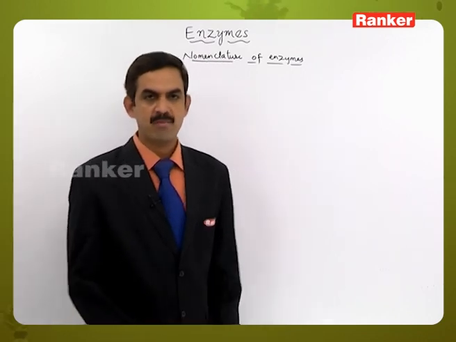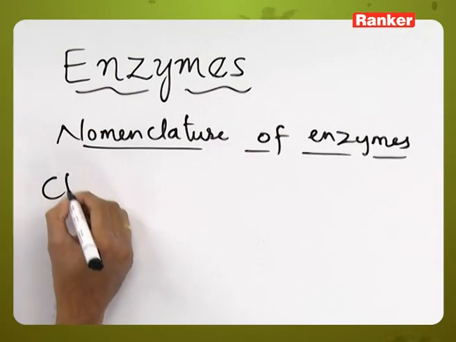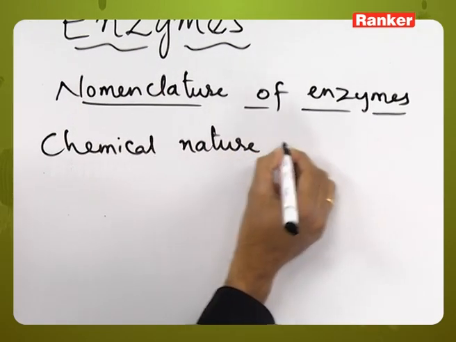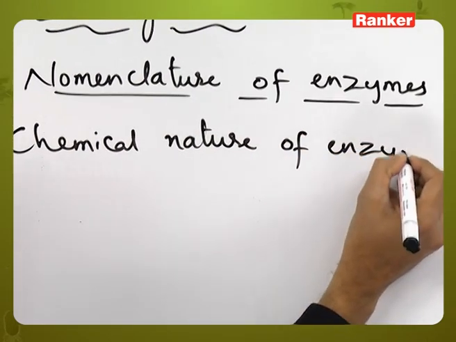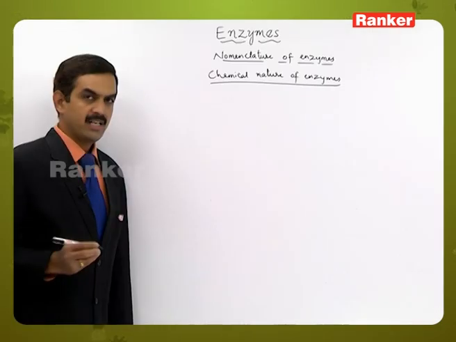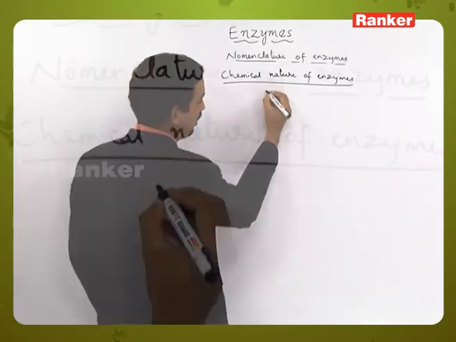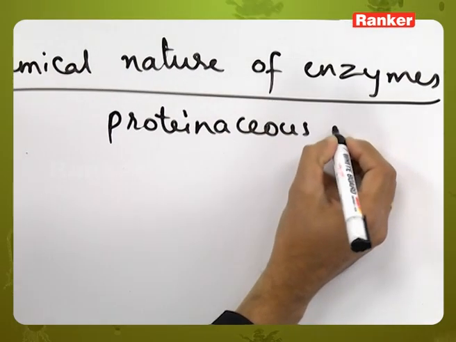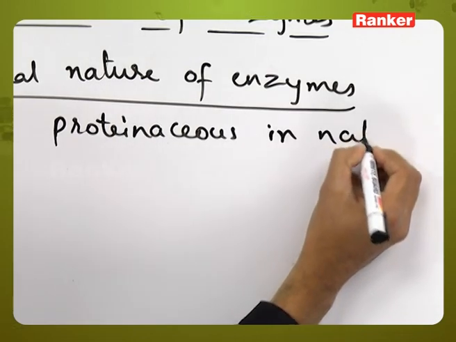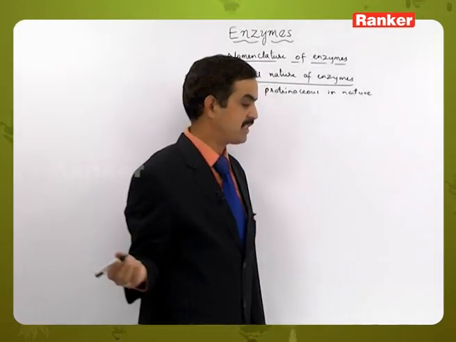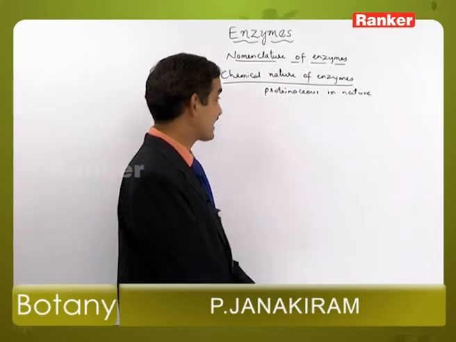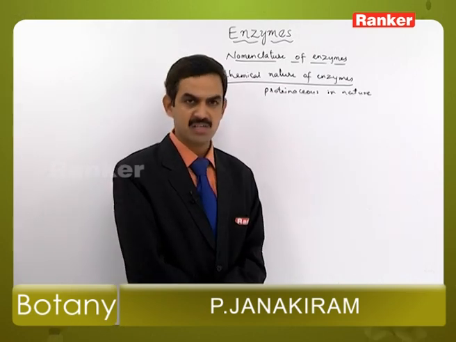Next one is the chemical nature of the enzymes. As we said, these enzymes are proteinaceous in their nature, but exceptionally, as we said, ribozymes are non-proteinaceous and they have a nucleic acid in the form of RNA. Except for that one, all others have a proteinaceous nature.